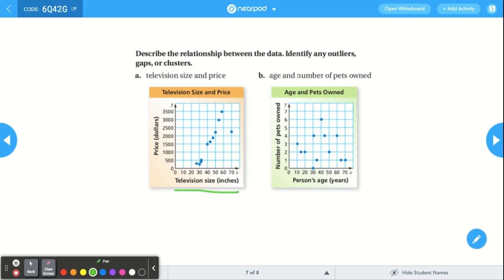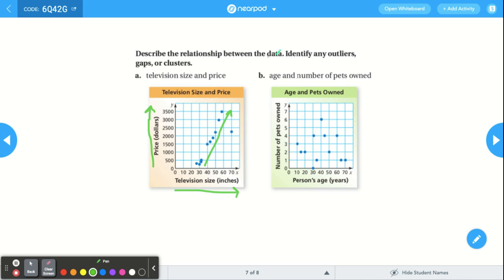So it looks like on our very first example, first of all, we're comparing the size of the television and the price. As the size of the television, which is the x-axis, increases, the price goes up, which makes sense, right? Because the bigger the TV, the more expensive it should be. All right, so we would say that this has a positive linear relationship. As the x increases, the y also increases.